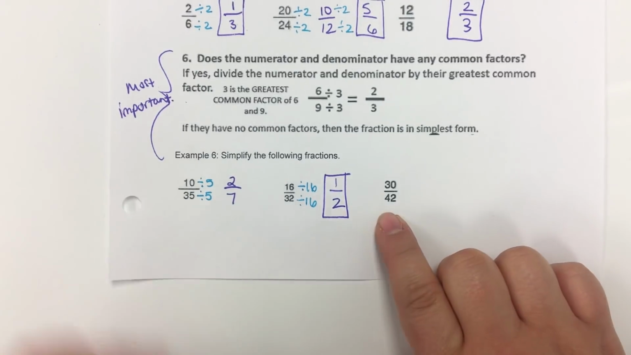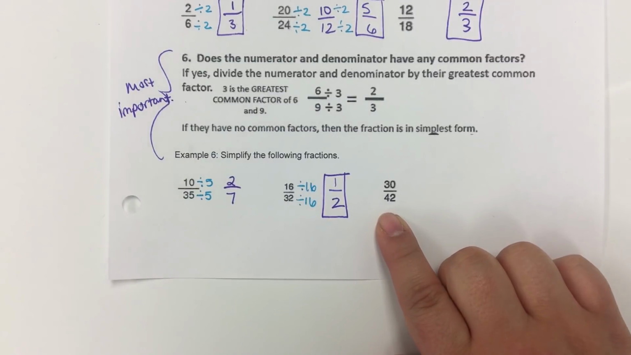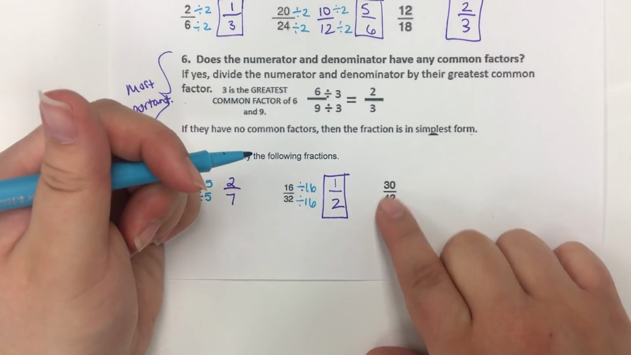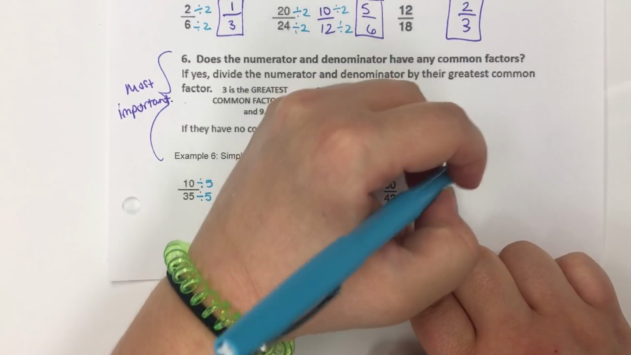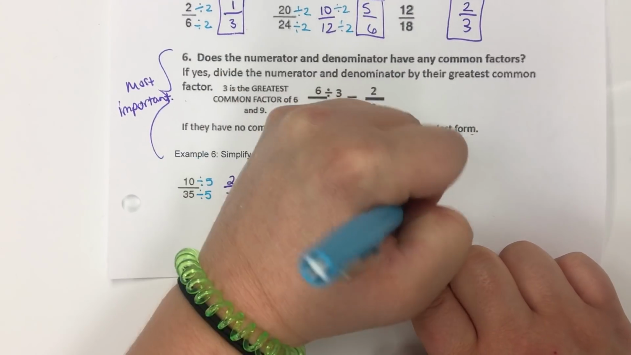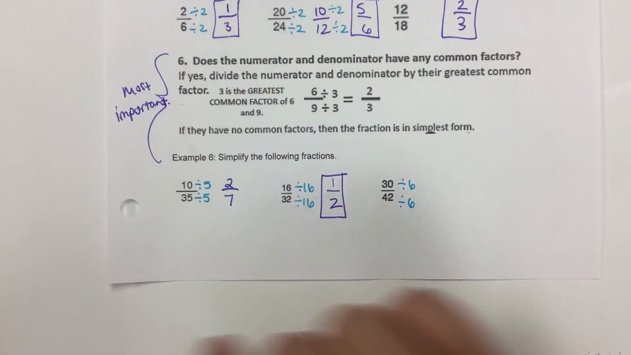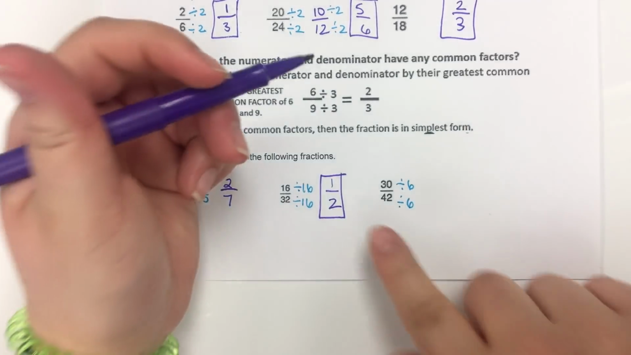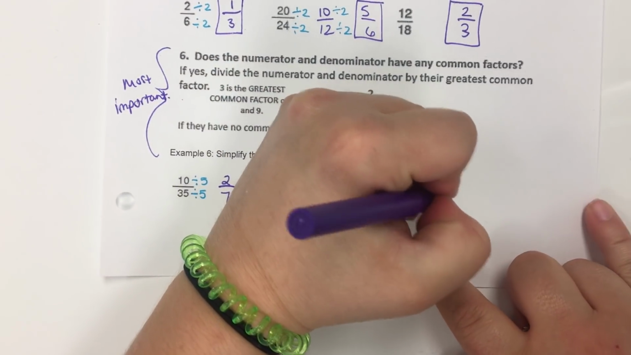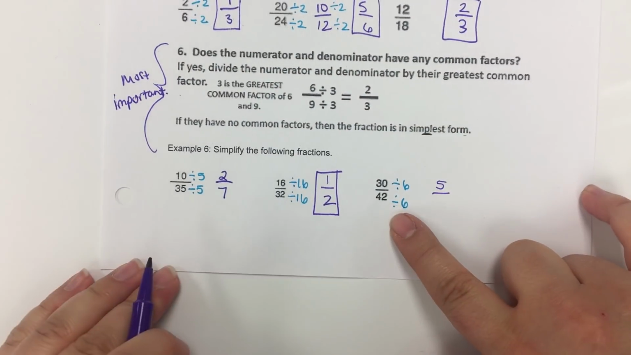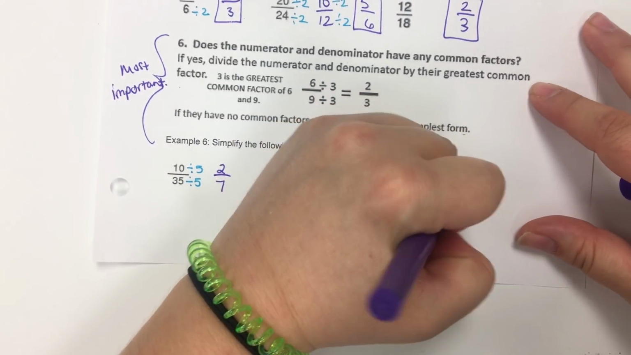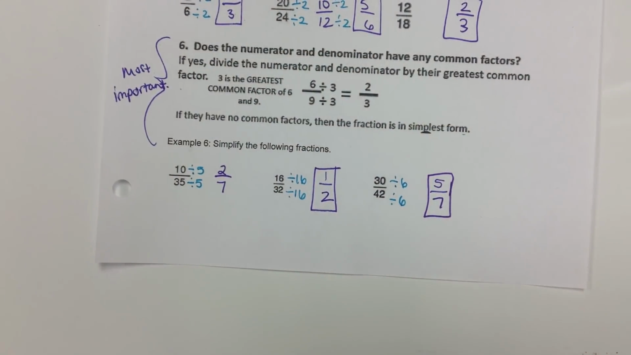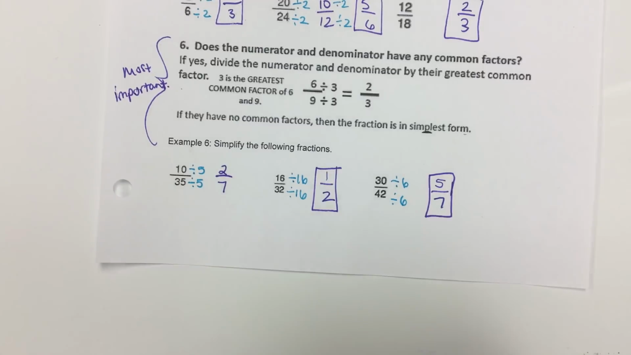All right, so let's check this last one. If you used your factor chart, you should have found that 30 and 42 have a common factor of 6, or a greatest common factor of 6. So we can go ahead and divide by 6. 30 divided by 6 leaves me with 5 in my numerator, and 42 divided by 6 leaves me with 7 in my denominator. And there we go, we have our simplified fraction.